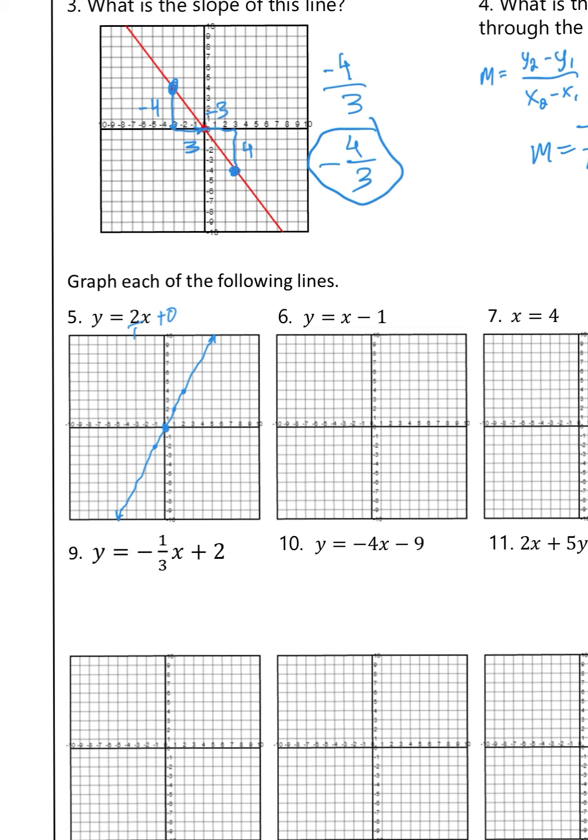Number 6, our slope for this one would be 1 over 1 because we have 1x, and so our fraction for that would be 1 over 1. We're going to start at -1 for our y-intercept because of this number right here. And then we're going to go up 1, right 1. And just make a few of them and then draw your line. Yeah, that's a pretty cool looking line, if I do say so myself.